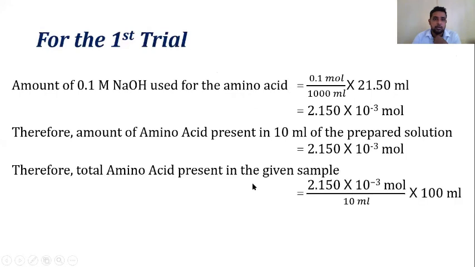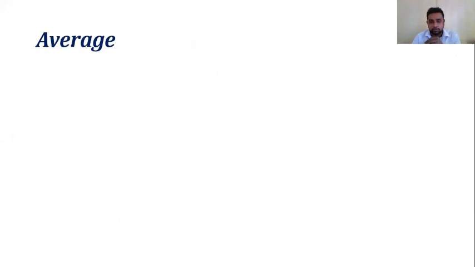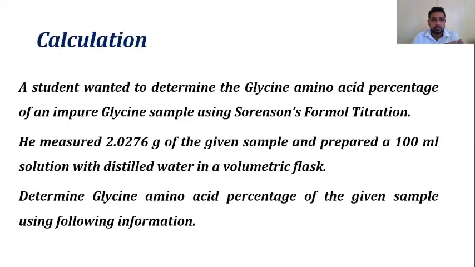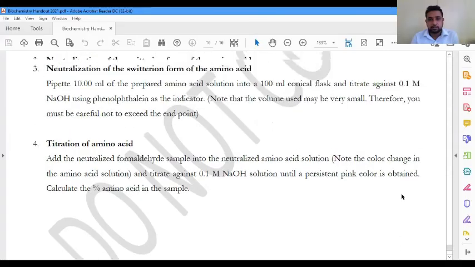So we have to do the calculation for the second trial as well as the third trial, and you can take the average. That's the things I wanted to discuss about this titration, for instance, the Formol titration. Since this is the last class, I will quickly summarize what we have learned so far. And also I will upload the practical recordings to YouTube and give you the links.